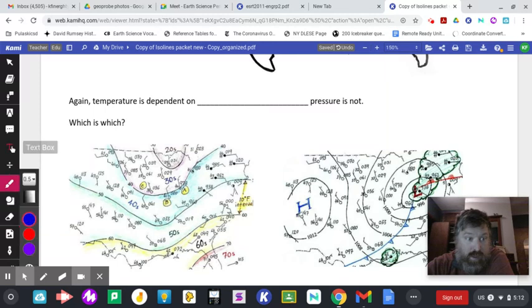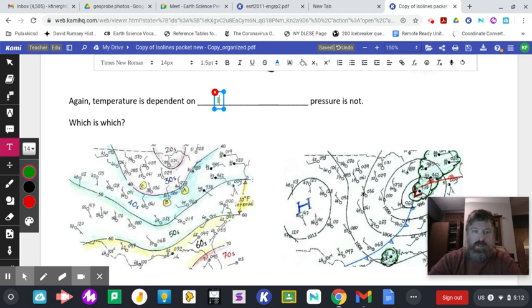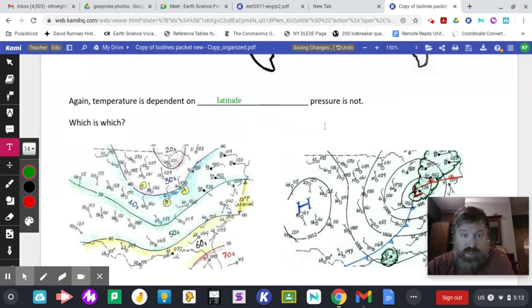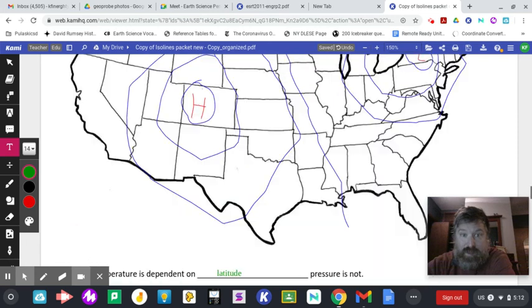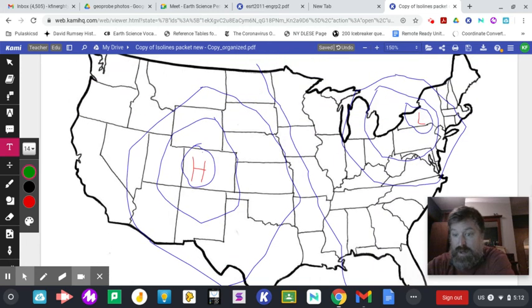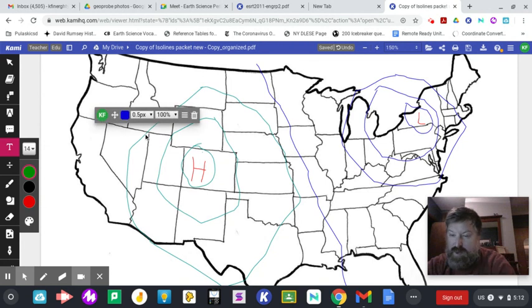And really, it all comes down to the idea that temperature is dependent on latitude, but pressure is not. What's likely to happen if this map that I just made up off the top of my head were allowed to progress for the next couple days is that this high that's over here in Colorado would migrate this way. This low would migrate up off the coast, up towards Newfoundland, and maybe something else would come in over here off the Pacific Ocean and work its way in. Because again, we live in the westerlies.